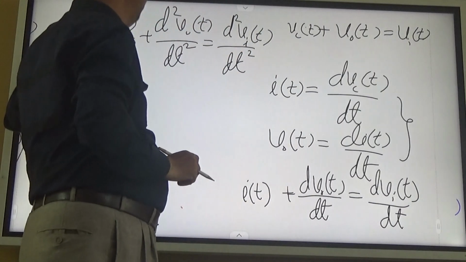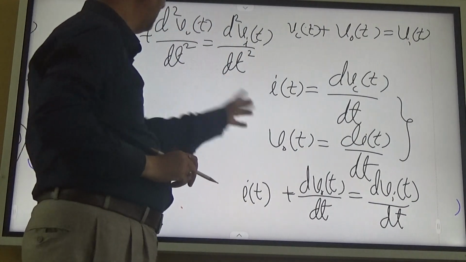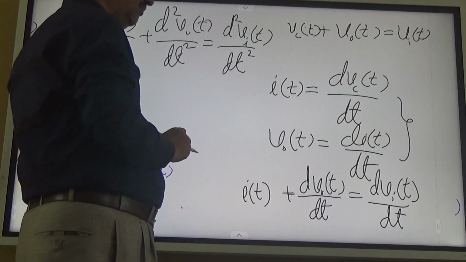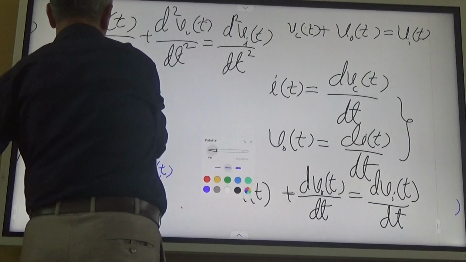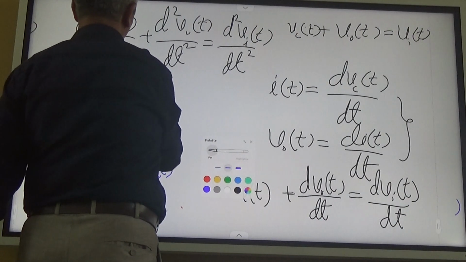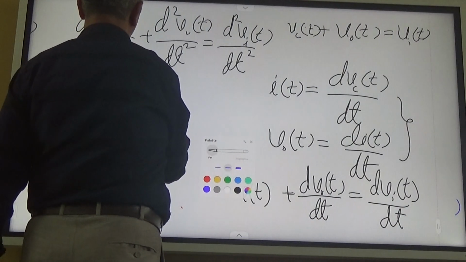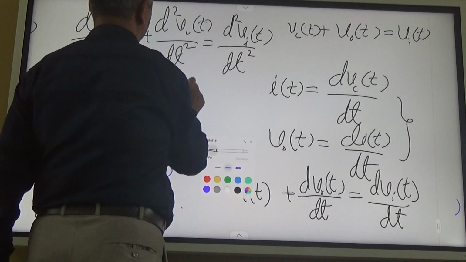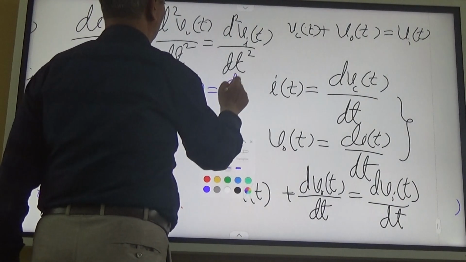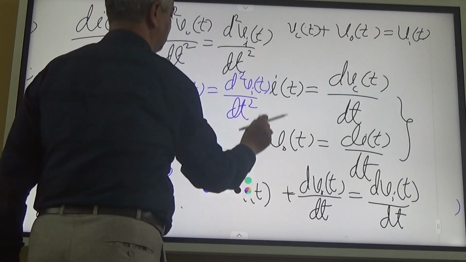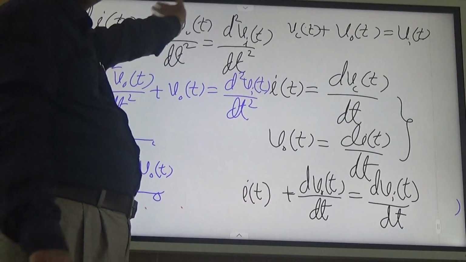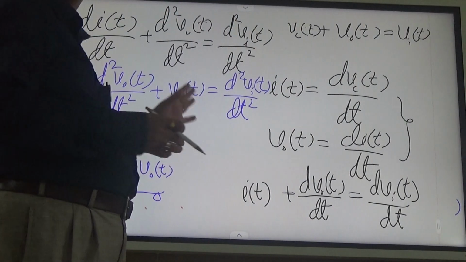What is dIT by dt? VOT. And while writing we write reverse. In this we write on the right side. Right side means ahead of this term. So d2 VOT upon dt square plus VOT is equal to d2 Vin t upon dt square. Is it right? Any issues?